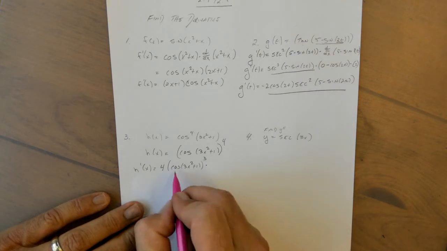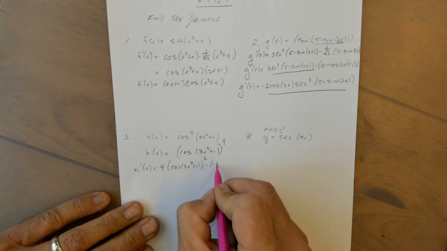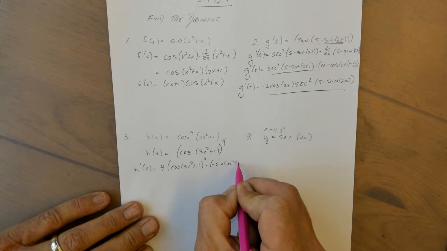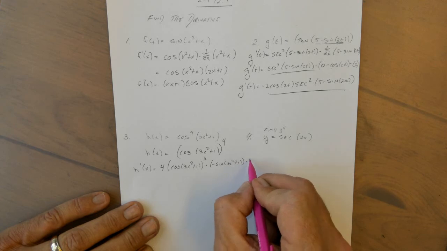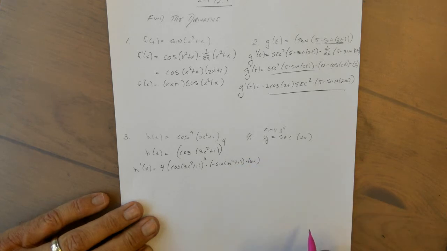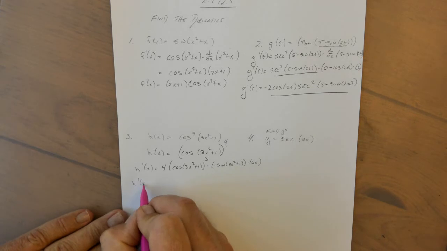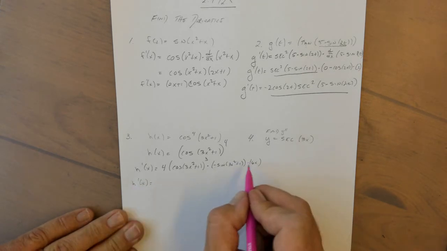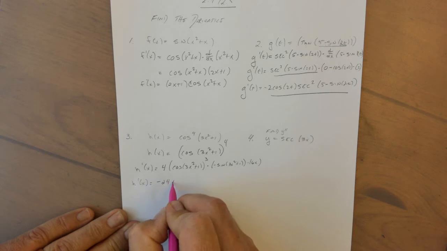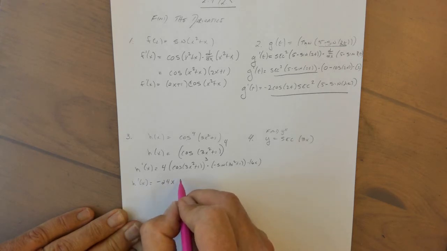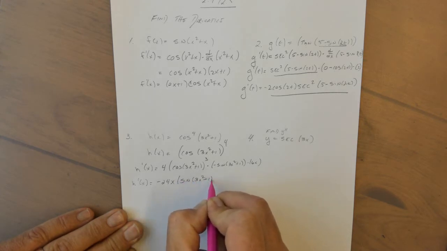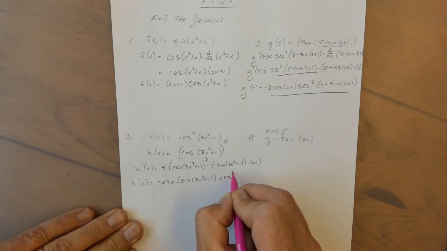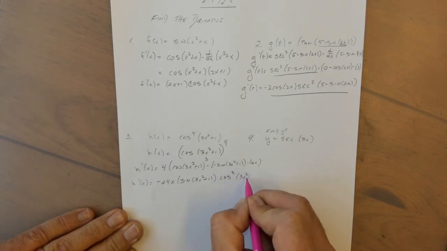And now we're going to work our way in. So then the derivative of cosine, which is minus sine of 3x squared plus 1. And then finally times the derivative of 3x squared plus 1, which is 6x. So again, cleaning this up a little bit. So we have a negative 6x times 4. So there's a negative 24x. Doesn't matter which one you put first. I will put the sine of 3x squared plus 1, and then I'm going to write this as cosine cubed of 3x squared plus 1.